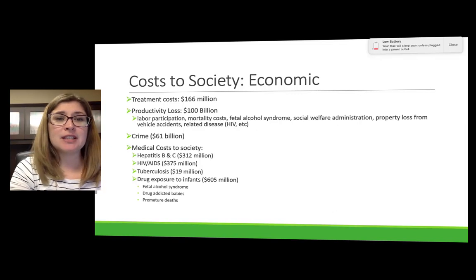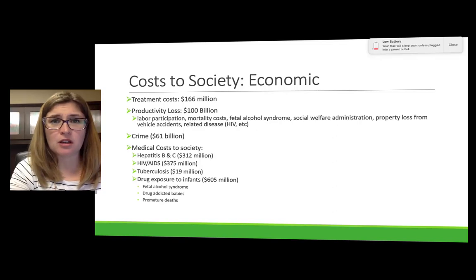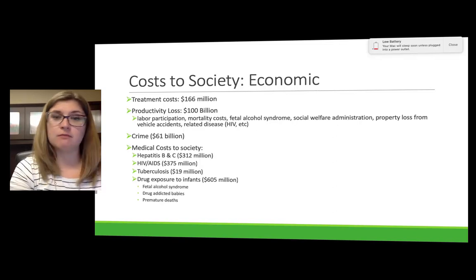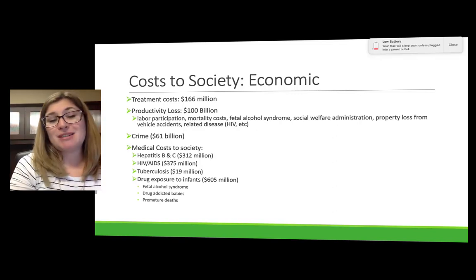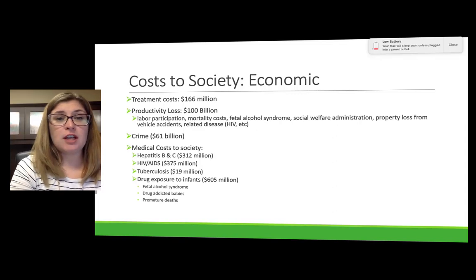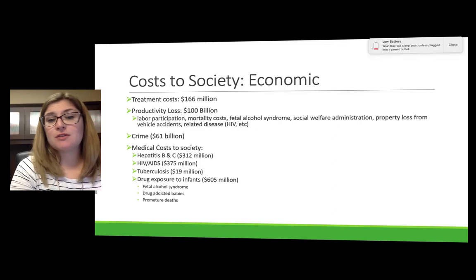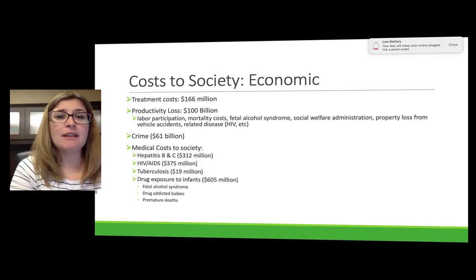Now that's labor participation, mortality cost, fetal alcohol syndrome, social welfare administration, property loss from vehicle accidents, not being able to work because you're either in treatment or recovering from a binge or whatever. Crime is about 61 billion. So that just includes the destruction, the lawyer fees, the housing of the criminals, all of that stuff, probation. And then of course there are other medical costs to society. This includes hepatitis B and C, HIV, tuberculosis, drug exposure to infants. All of this can be a huge cost to our society, which is why treatment is so important. If you can see, treatment was the least amount of money spent on substance use disorders.